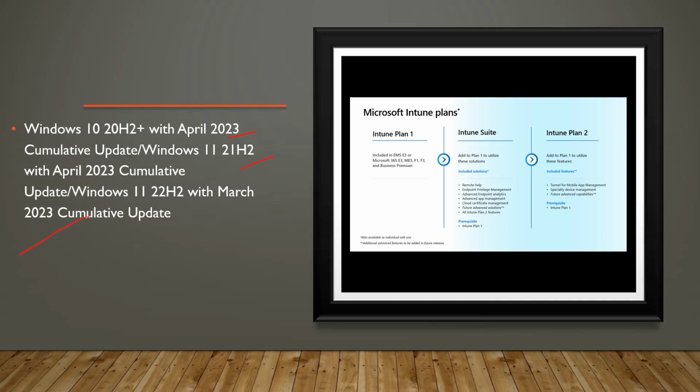That KB can be downloaded from the Microsoft catalog and can be installed manually. If you're running later versions, then you don't need to worry about this. Now once the KB has been installed, the next thing is taking care of the licensing part.